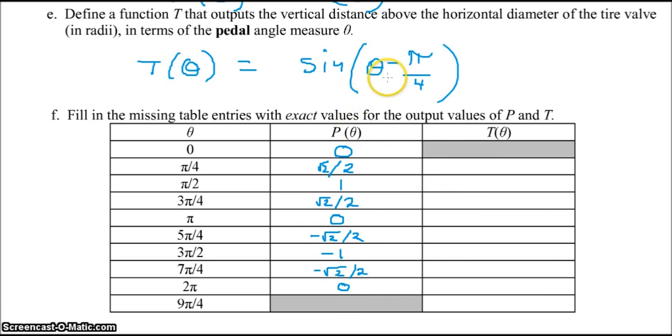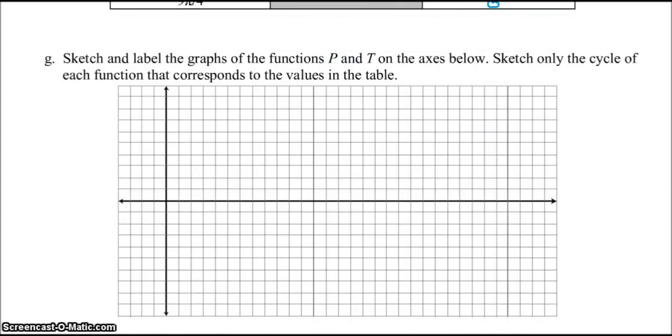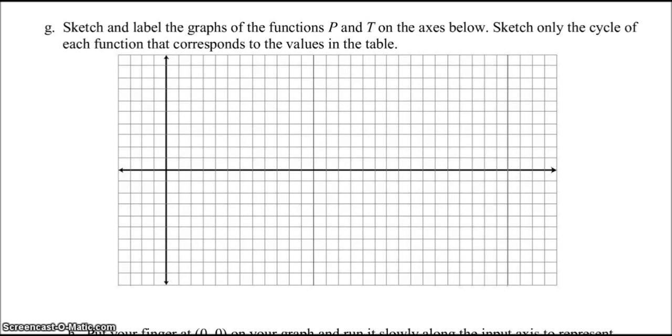So sine of theta minus pi over 4, so pi over 4 minus pi over 4, that sine of 0 is 0. This is kind of cool. Everything's just going to shift down one space. Sketch and label the graphs of the functions p and t on the axes below. Sketch only the cycle of each function that corresponds to the values in the table.